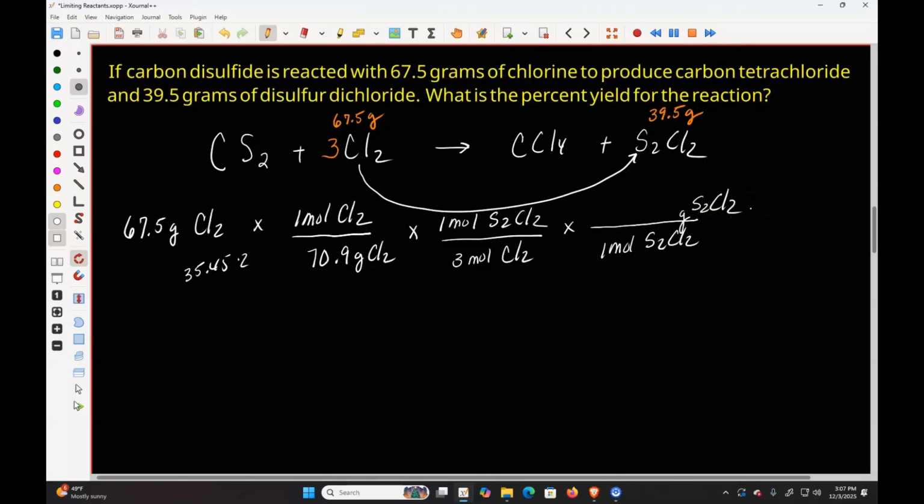Okay, sulfur is 32, so it'll be 2 times 32 plus 2 times 35.45. That will give me 134.9. If I solve this, I would get 42.8 grams of S2Cl2.